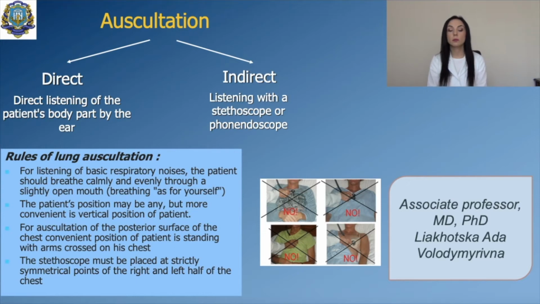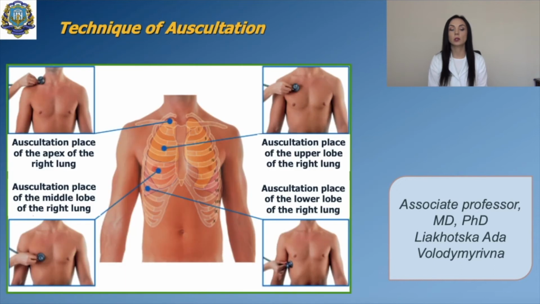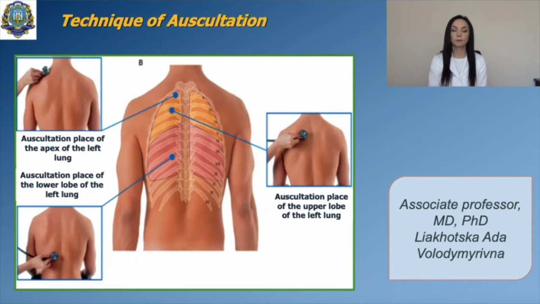For auscultation of the posterior surface of the chest, a convenient position of the patient is standing with arms crossed on his chest. The stethoscope must be placed at strictly symmetrical points of the right and left half of the chest. Here is the picture. You could see the technique of auscultation. Please look. We start from the auscultation place of the apex of the right lung. Then the auscultation place of the upper lobe of the right lung. Then the place of the middle lobe of the right lung, and the auscultation place of the lower lobe of the right lung. Remember, you should compare it.